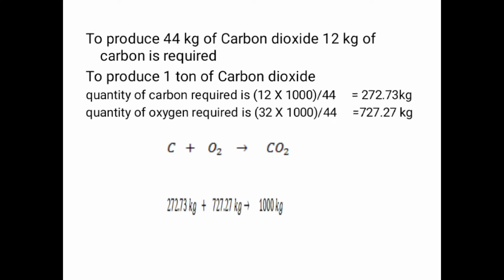So C plus O2 gives CO2. Here 272.73 kilogram of carbon reacts with 727.27 kilogram of oxygen and produces 1000 kilogram, that is 1 ton of carbon dioxide. So 1000 kilogram input gives 1000 kilogram output. So this is called material balance. Here input is equal to output. Mass in equal to mass out, this is called material balance.